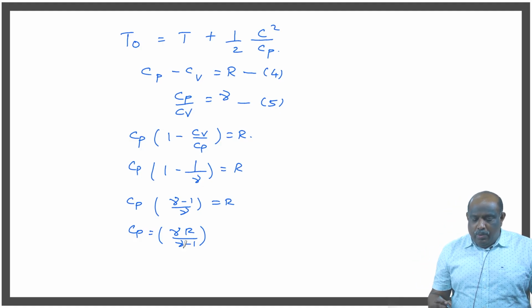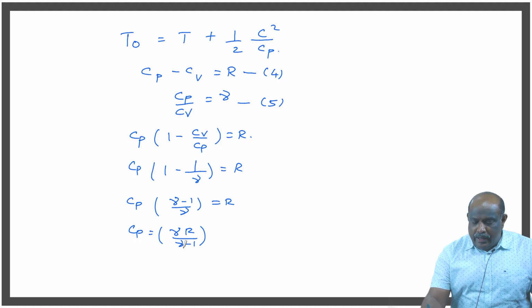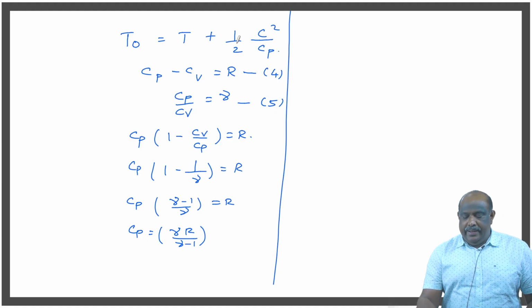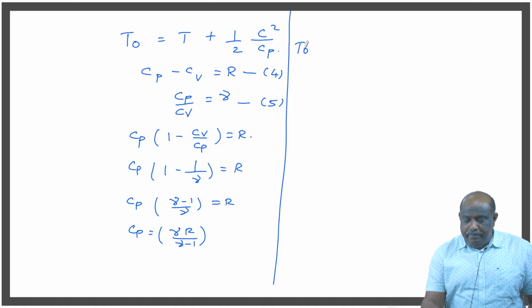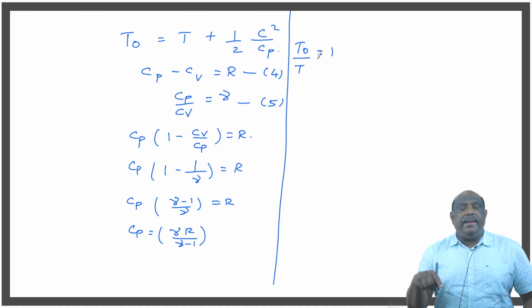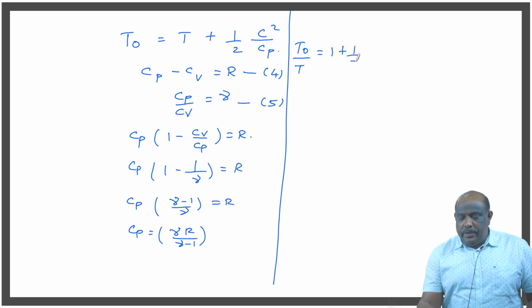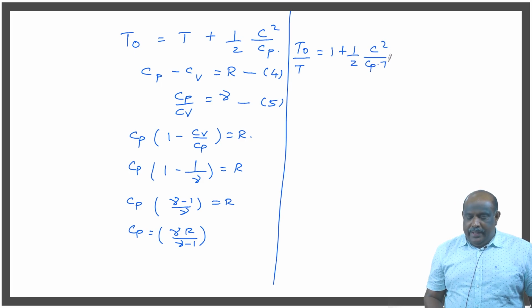Okay. Now we will continue further. I will make a small partition here. I will divide even this equation by T. So T naught by T is equal to 1 plus 1 by 2 into C squared divided by Cp into T. I am dividing the entire equation by T.